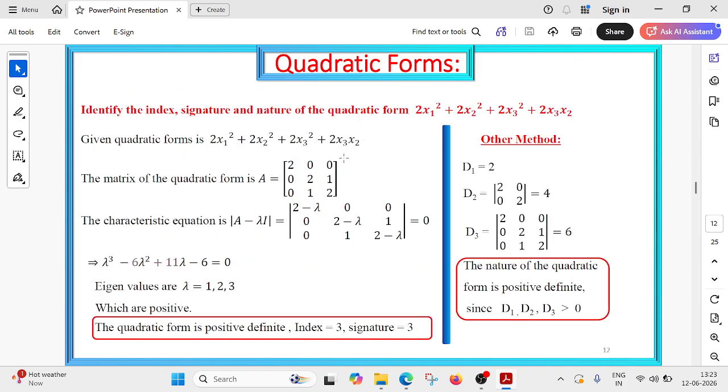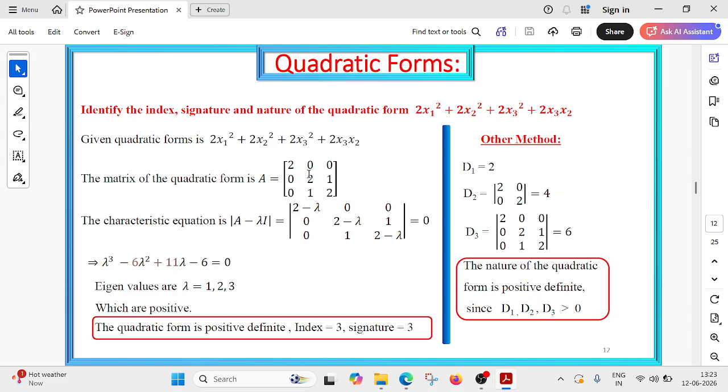You decide whichever method you are comfortable with. Next, identify the index and signature of the nature of the quadratic form. This is the quadratic form they have given. We need to identify that now. What is the form?